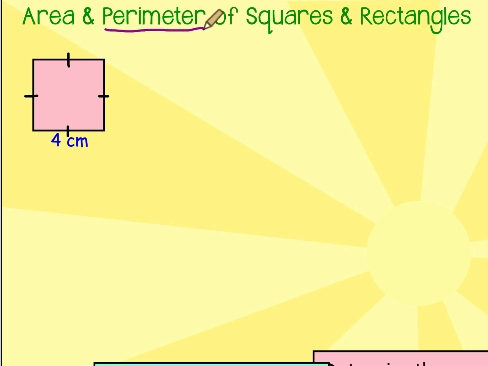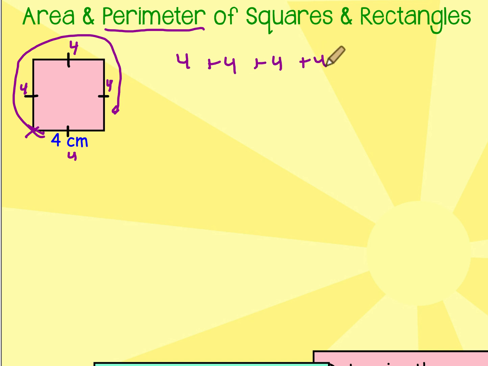So what about the perimeter of this square? Well, the perimeter of a square is just the length around. So if I was walking around here and I started right here, I would have walked 4 centimeters and then another 4 centimeters, another 4 centimeters, and then another 4 centimeters. So I would go 4 plus 4 plus 4 plus 4, which means I added 4 times. And that's why to find the perimeter of a square, it's always 4 times the length of one side.